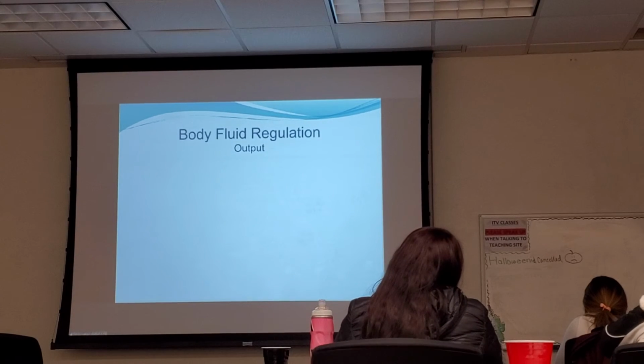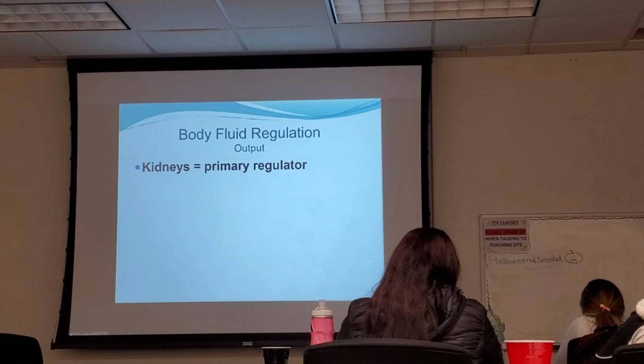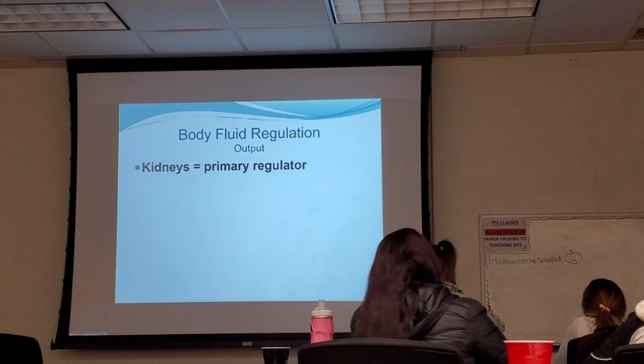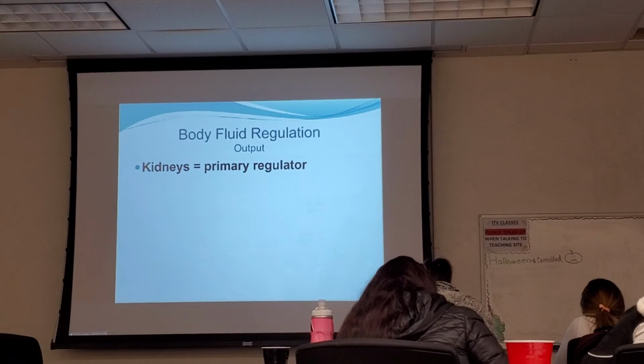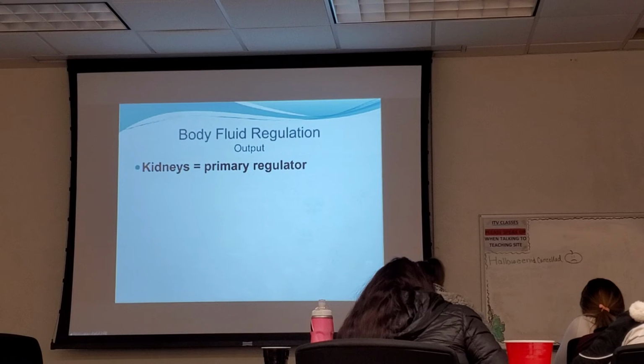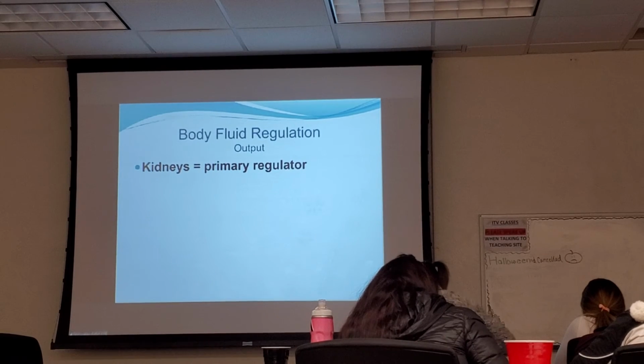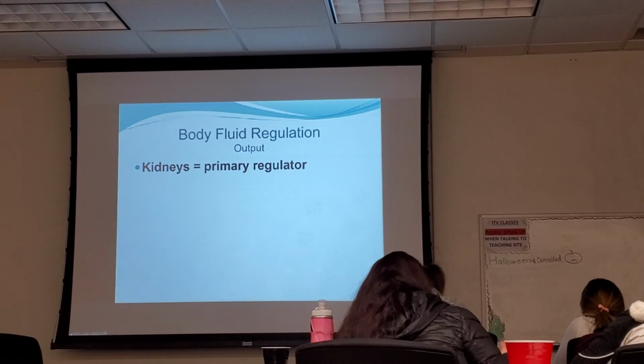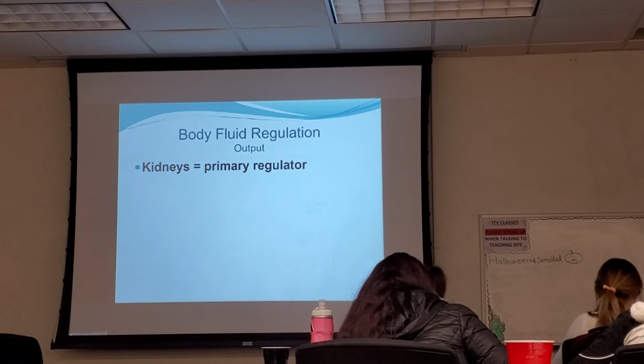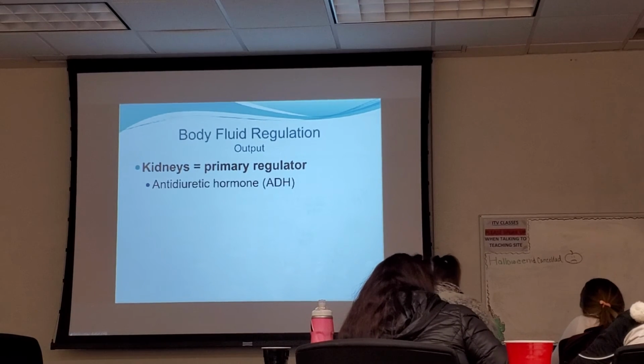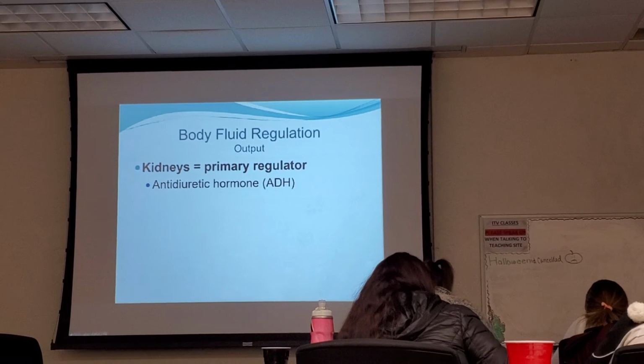When we're talking about output, our primary regulator is the kidneys. So they work in conjunction with the cardiovascular system and filter out the surplus water and the surplus electrolytes and those waste products that we were just talking about. They get rid of them and send them out to the trash dump. And it uses those three hormones to create that balance.